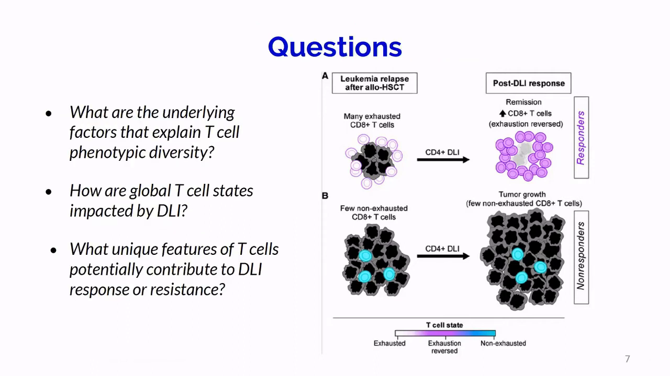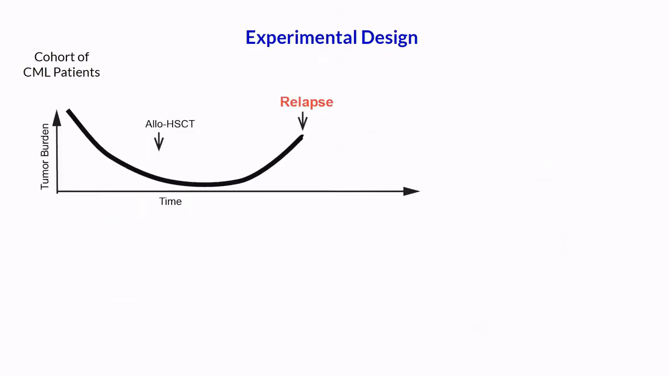So the questions in our study were, can we have a systems approach to find the underlying factors that explain the global phenotypic diversity of T cells in the context of DLI, and also how do these T cell states evolve, or how are they impacted by this treatment? And then what are the unique features of T cells that potentially contribute to a response or resistance?